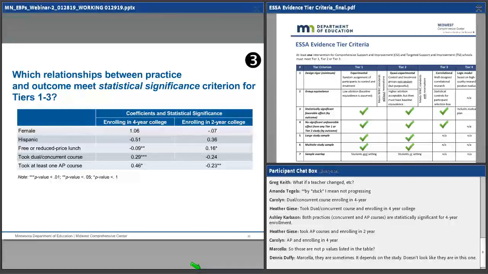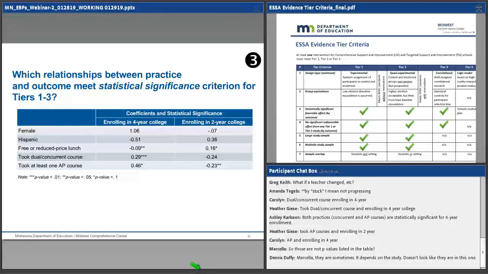Also, we see a single asterisk at the relationship between taking at least 1 AP course and enrolling in 4-year college, where the magnitude is 0.46. We see a single asterisk there. This is not statistical significance, and this was a trick question. Haha. The reason for that is that the p-value here is not low enough. We see that for a single asterisk, the p-value is less than 0.1.